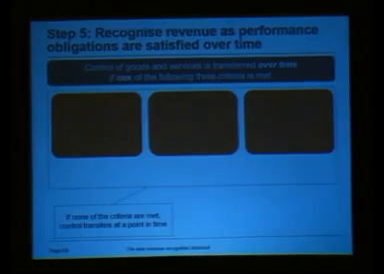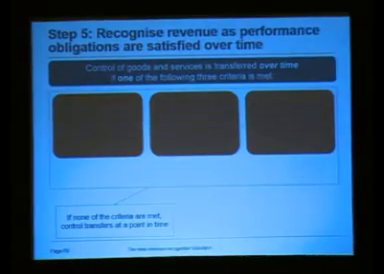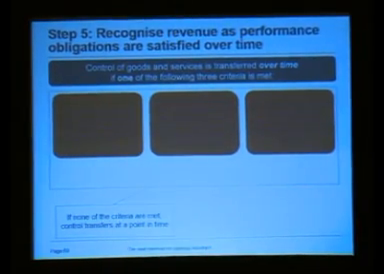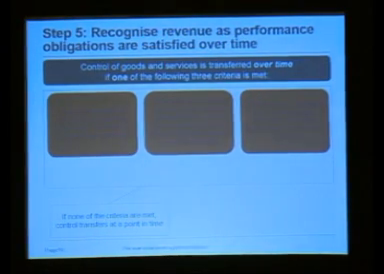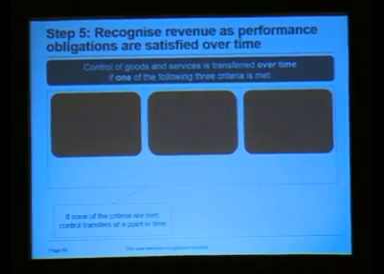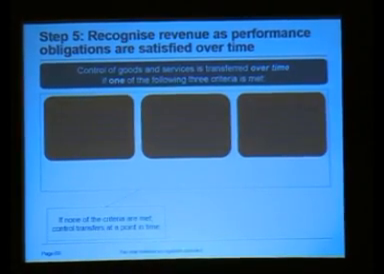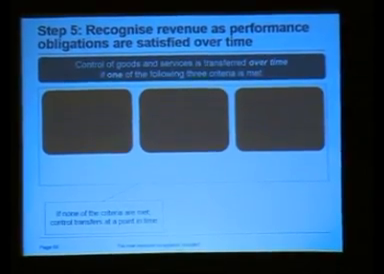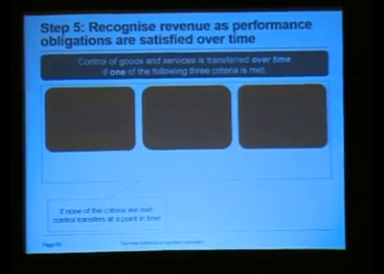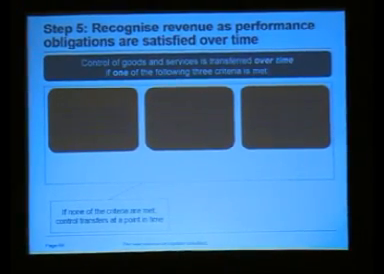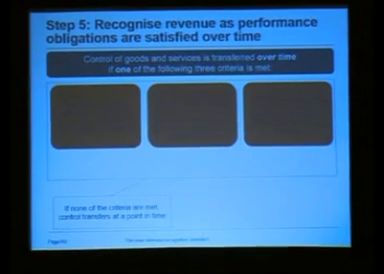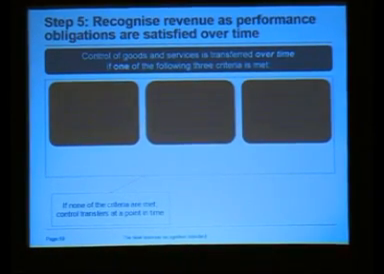Okay, I'll read it out for you. The first box says the entity creates or enhances an asset that the customer controls as it is created or enhanced. That is simple when you are constructing something for a customer and the control is transferring on an ongoing basis. And the second one is the entity's performance does not create an asset with alternative use, and the entity has a right to payment for performance completed to date.